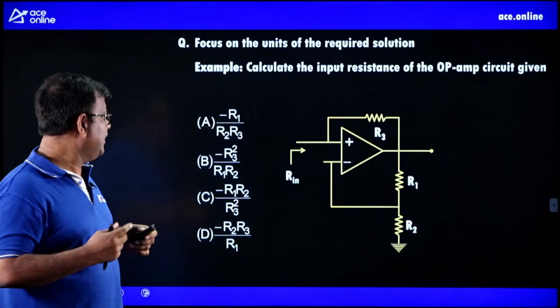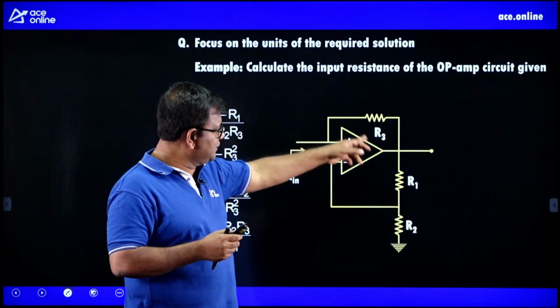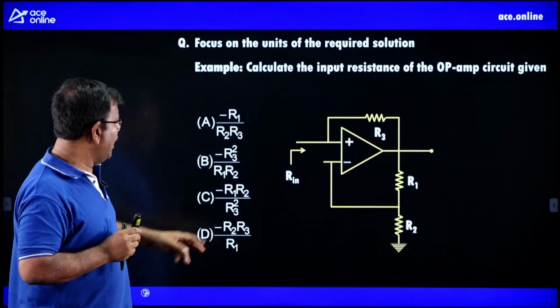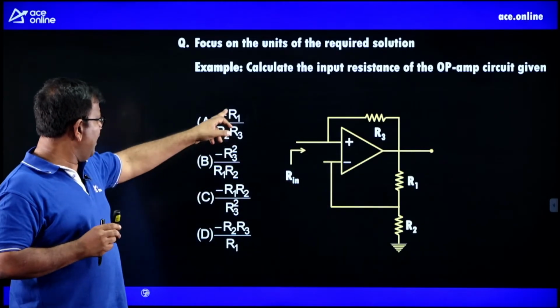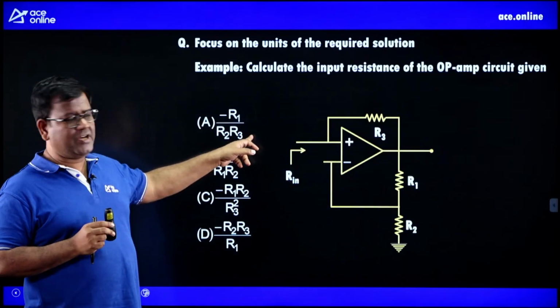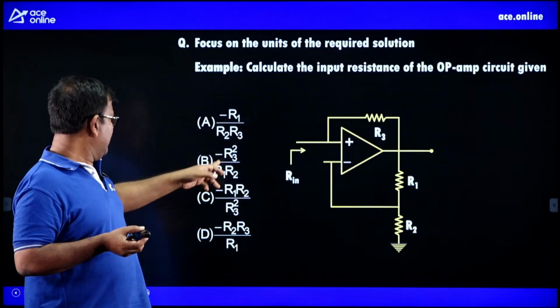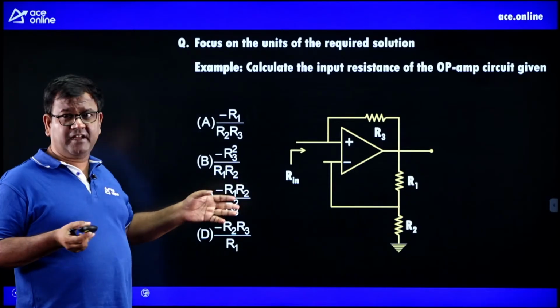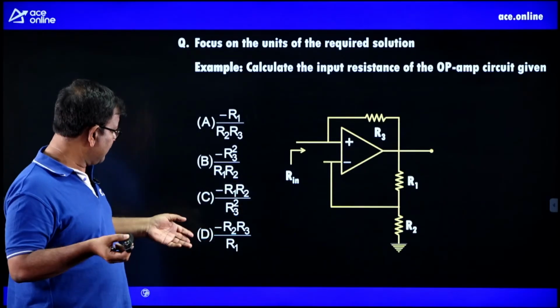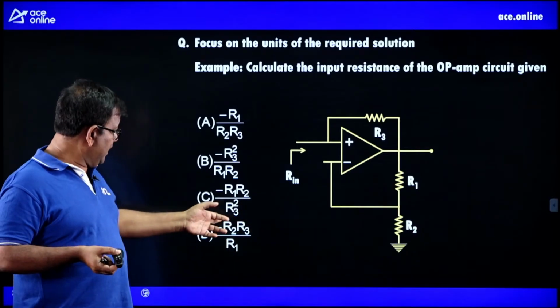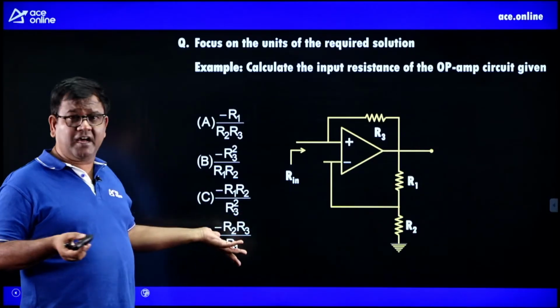So logically, if I assume all resistors to be the same value, imagine all resistors are of the same value, R, R and R. So you have R by R into R. So R by R square, that's 1 by R, it's not even a resistor. And R square by R square, that's a constant, it's not even a resistor. And R square by R square, that's again a constant. And R square by R, that's R, so that's a resistance.